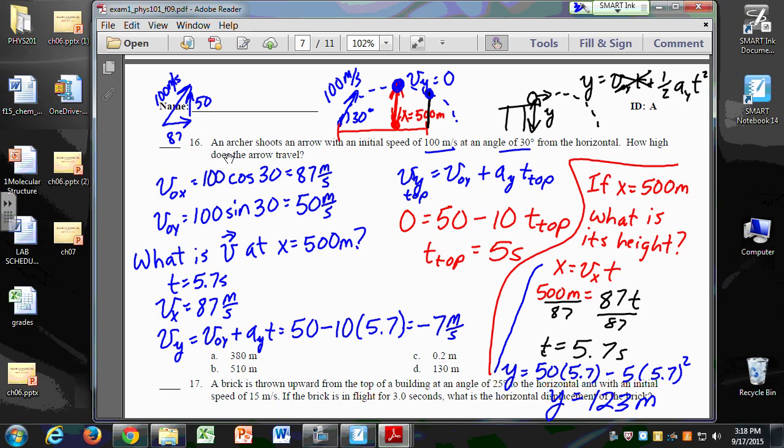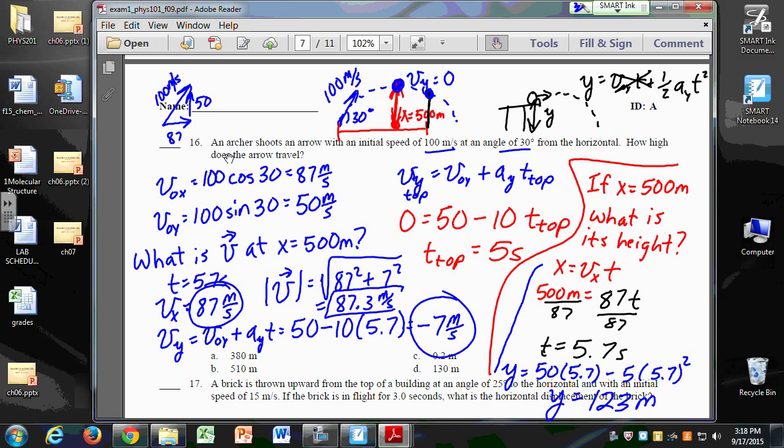All right, so then if I wanted to know the net velocity, I have the x component, I have the y component. So to find the magnitude of that velocity, I would just do the square root of 87 squared plus 7 squared. The negative goes away. And then that's equal to 87.3. Okay, so you should be able to find the velocity at any given point if you know the time at that point. Vx doesn't change, and then you just plug in your time to find Vy.